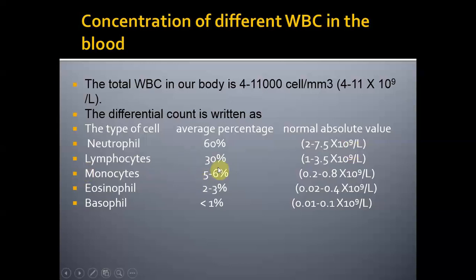For the lymphocytes, we have 30% average percentage, and the range is between 1,000 to 3,000. For the monocytes, 5 to 6%, and the average range is 0.2 to 0.8.